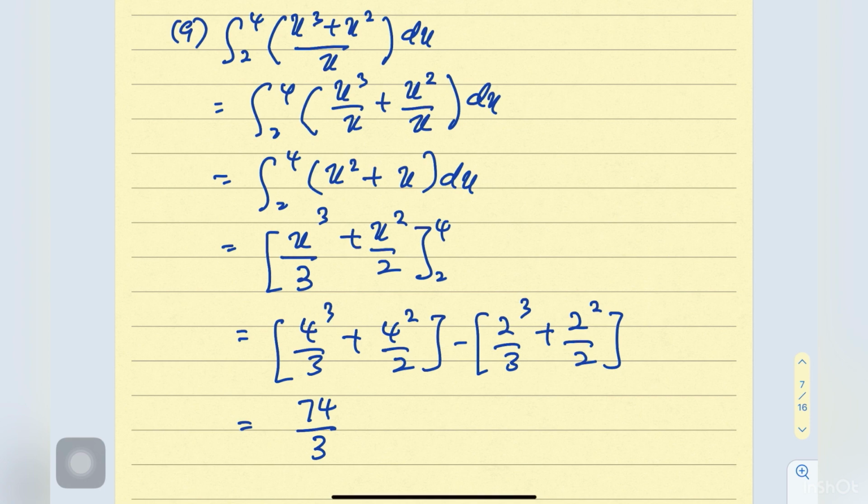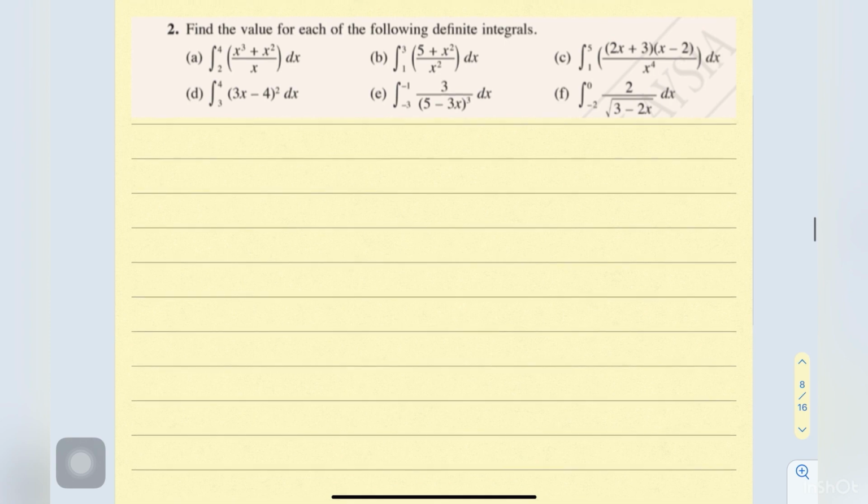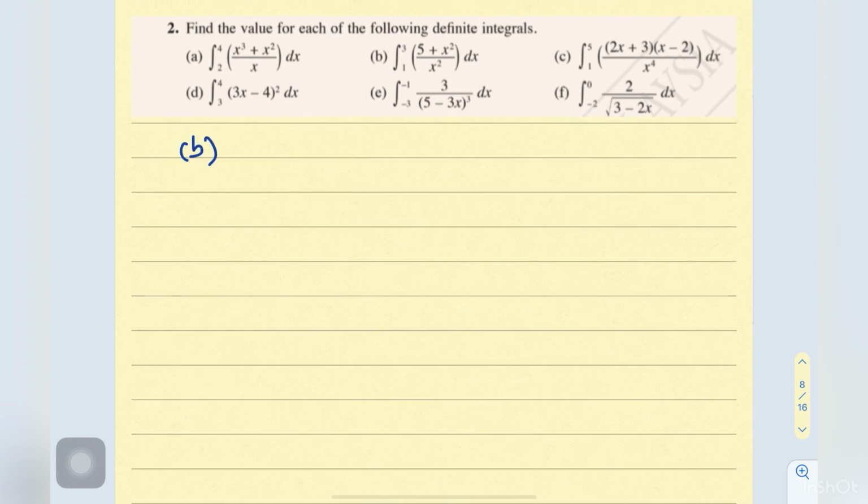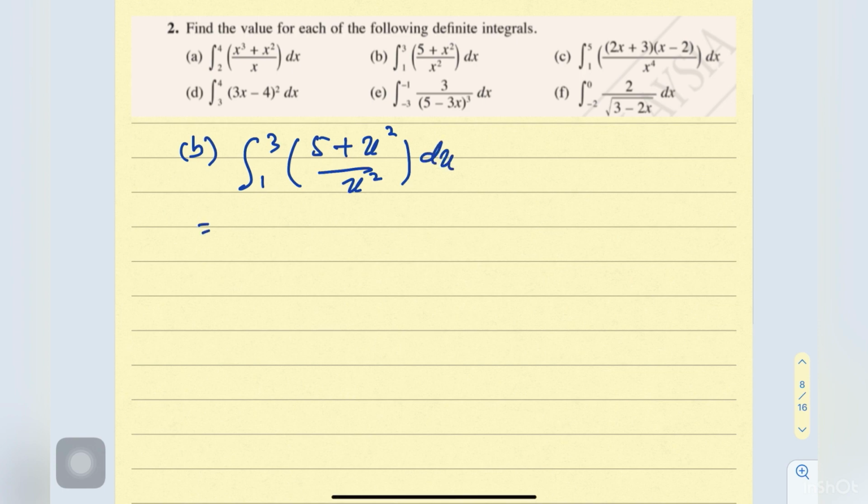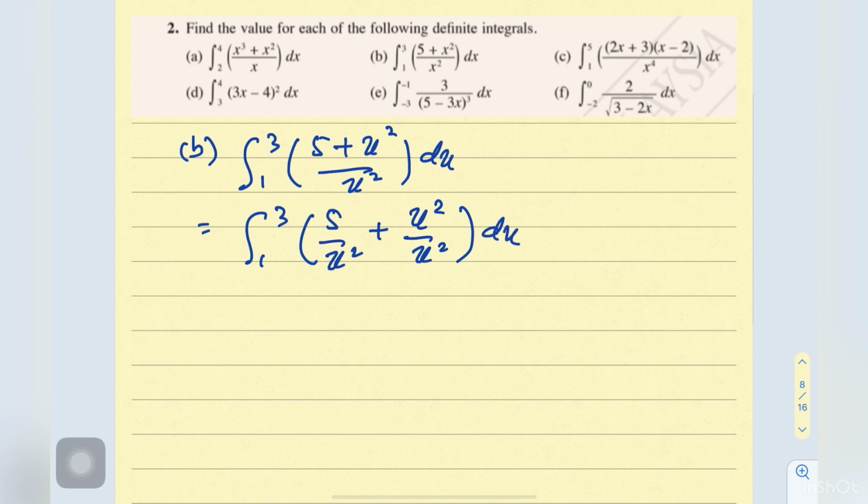Okay, so move to the next question, question B. Integrate from 1 to 3, same thing happens here. So we need to simplify first. Each term you divide by x squared. So 1 to 3, 5 over x squared plus x squared over x squared dx. This one here we have 5x to the power of negative 2 plus 1.